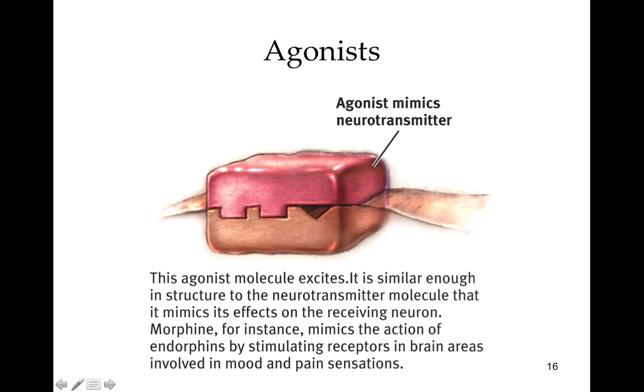Agonists are the excitatory types. It's almost identical to the neurotransmitters, so that it can actually mimic the same effect. Morphine, for instance, mimics the action of endorphins by stimulating receptor sites in brain areas involved in mood and pain sensations. So agonists, remember, excite.